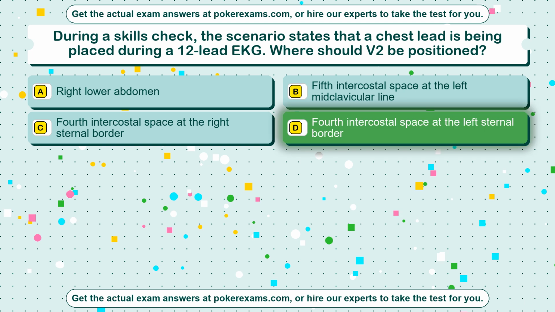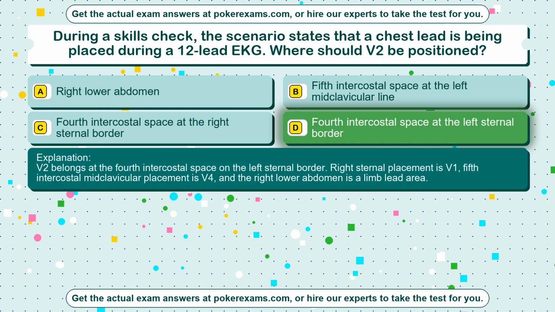The correct answer is option D, 4th intercostal space at the left sternal border. V2 belongs at the fourth intercostal space on the left sternal border. Right sternal placement is V1, fifth intercostal midclavicular placement is V4, and the right lower abdomen is a limb lead area.